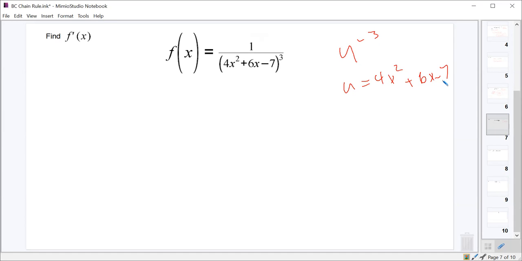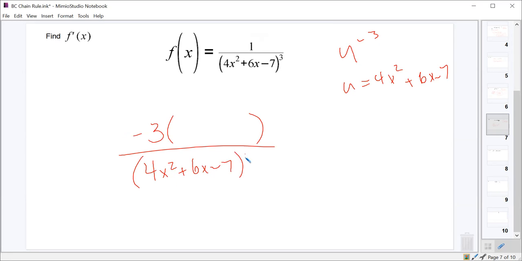So u to the negative 3, its derivative becomes negative 3, and then u to the negative 4. So that'll become 4x squared plus 6x minus 7 to the 4th. And then the derivative of our 4x squared plus 6x minus 7 ought to be 8x plus 6. Good or no?